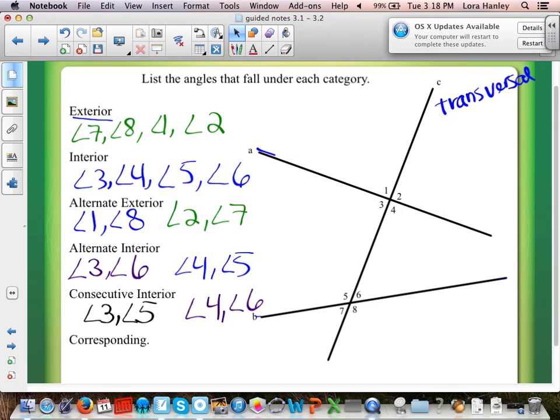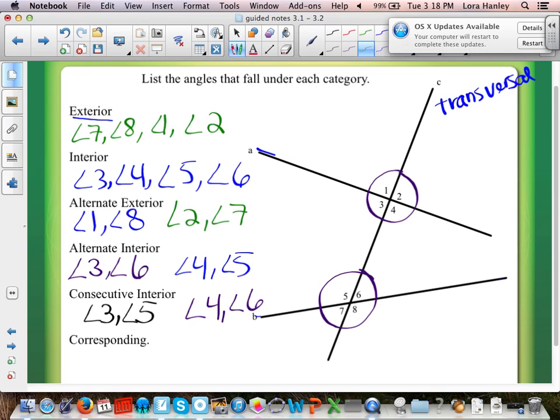Lastly, we have corresponding angles. And corresponding, that means that they're going together. They have a relationship. And if you look in the set of angles that are created, we have 4 different angles. Well, we've also created 4 angles down at the bottom. So if we can match up where the certain angles are, we can find the angle that corresponds with that.